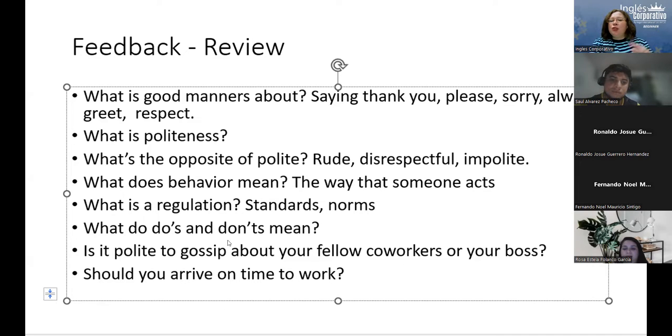But do's and don'ts means things that you are allowed to do and things that you aren't allowed to do. Yesterday we saw that do's are the should things and don'ts are the shouldn't things, right? For example, you should arrive on time at work. And don'ts, you shouldn't access this area without a helmet, right? There you go. Without a helmet on. So, do's and don'ts. Is it polite to gossip about your fellow co-workers or your boss?